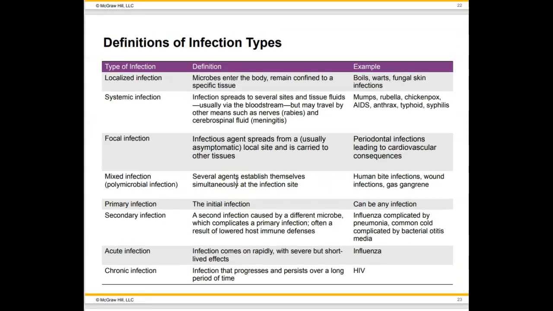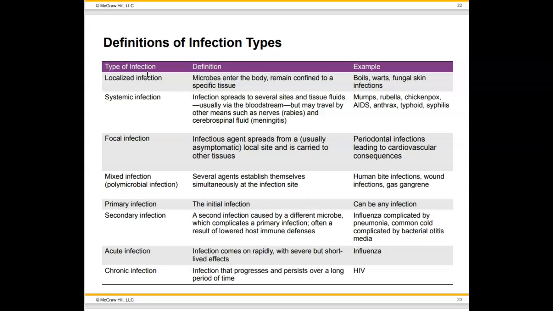Talking about different types of infection, just some terminology. This is the chart from your book. Talking about localized infections. As it says, the microbes enter the body and remain confined to a certain area, so that's why we call it localized. The infection is just in one location within the body, versus a systemic infection where it spreads to several different sites. Chickenpox, especially, is one of those, gets into your nerves, your nerve cells.